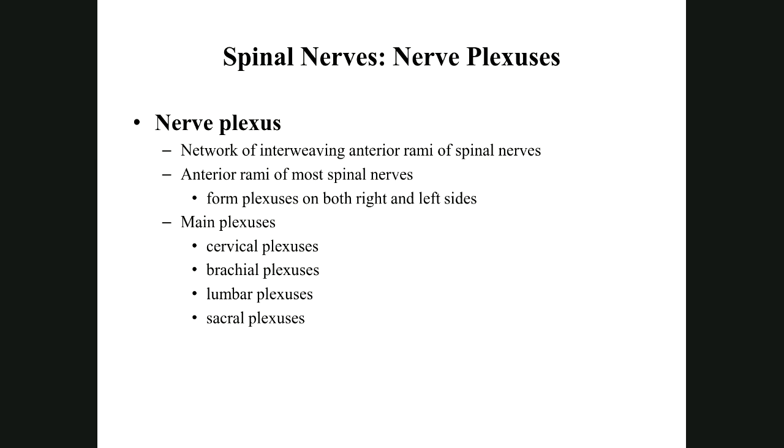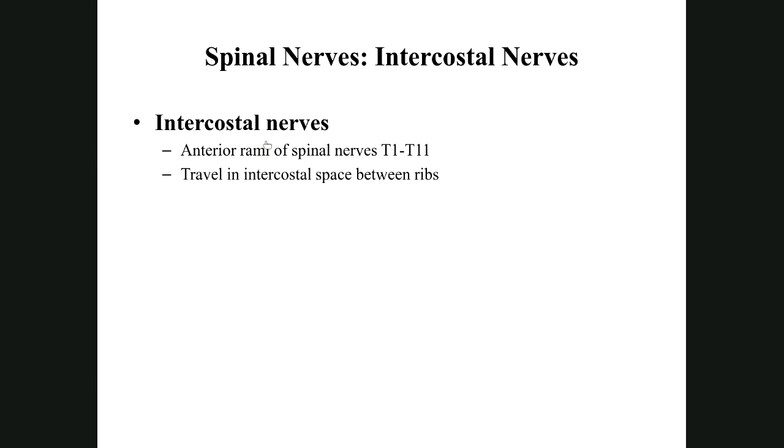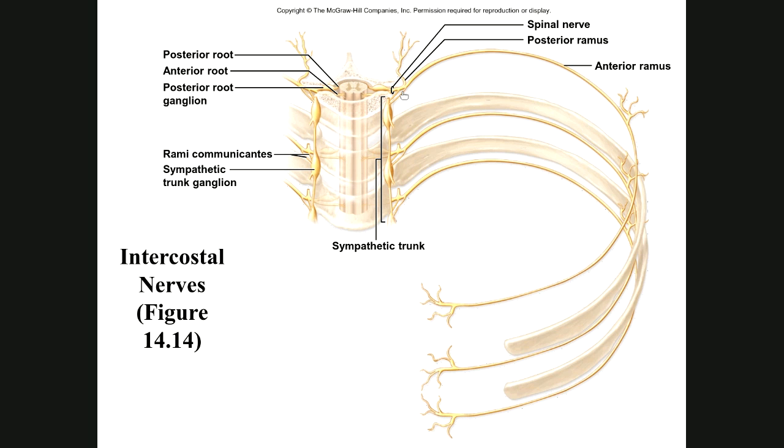The first one's really not a nerve plexus, but let's mention the intercostal nerves. These are going out in between all of your ribs. These tend to control a lot of the motor around that region. So here we can see those intercostal nerves. There's a rib. They're just pointing out that they're in between the ribs.